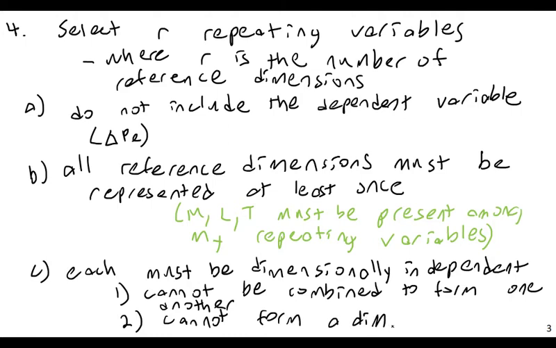So I want to eventually use these to create dimensionless numbers. But among my repeating variables, I don't want there to be any way to use just those repeating variables to create a dimensionless pi term. So we'll have both repeating and non-repeating variables. I want to choose repeating variables such that I have to use the non-repeating variables in order to create pi terms. I'll give an example of this.